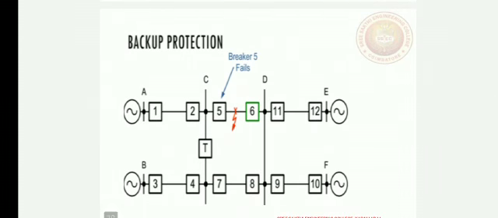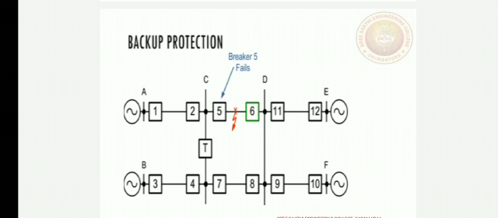The next protection is backup protection. The backup protection comes into play only when the primary protection fails. The backup protection is provided as the main protection can fail due to many reasons like failure in the circuit breaker, failure in the protective relay, failure in the tripping circuit, or loss of voltage or current supply to the relay.